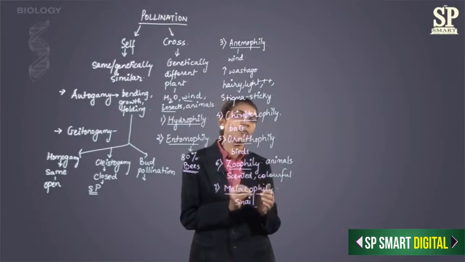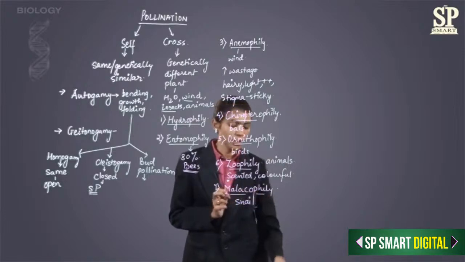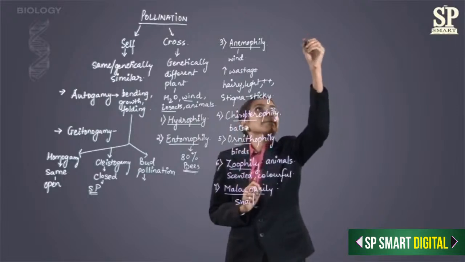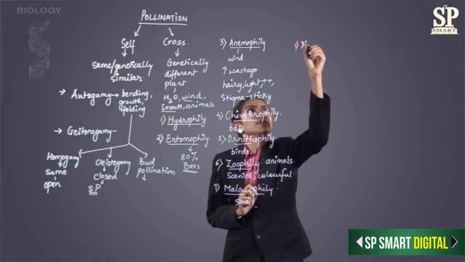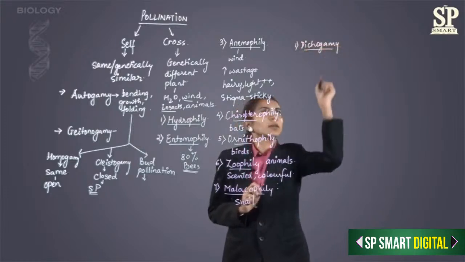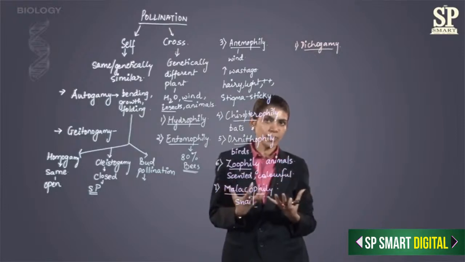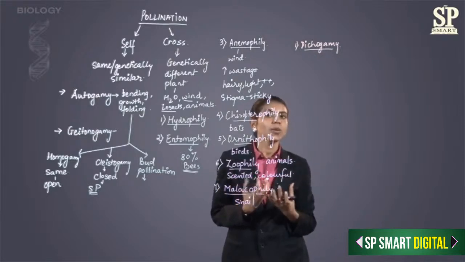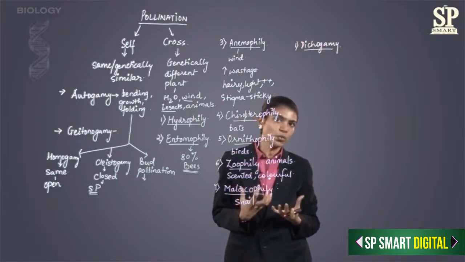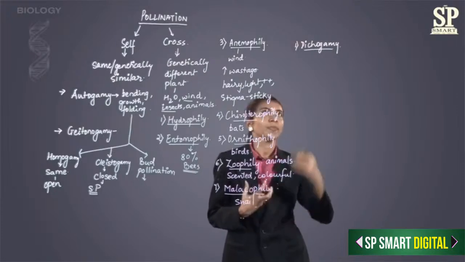So for that reason, we should see what characters in flowers promote cross-pollination. First is dichogamy. Dichogamy means when the pollen release and the stigma receptivity are not synchronized, that is, they are not occurring at the same time. Because they are not occurring at the same time, cross-pollination will occur. Self-pollination will not be able to take place. So that is called dichogamy.